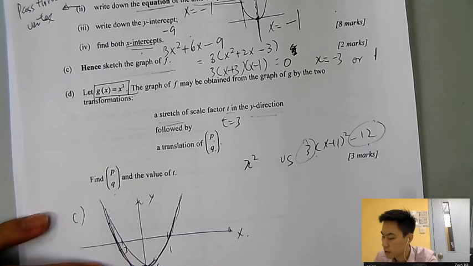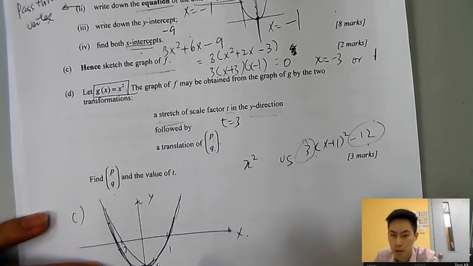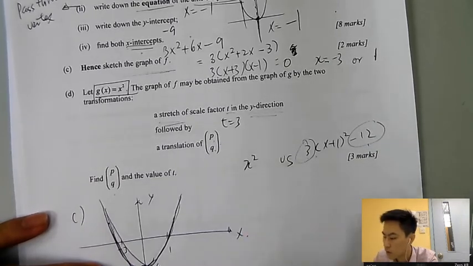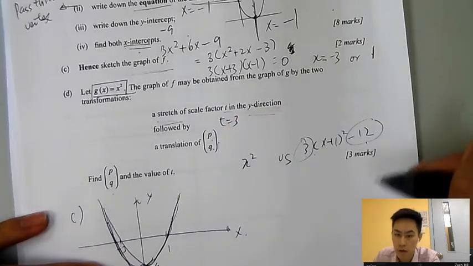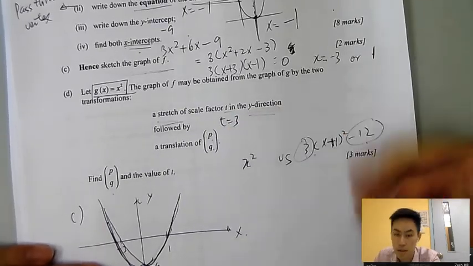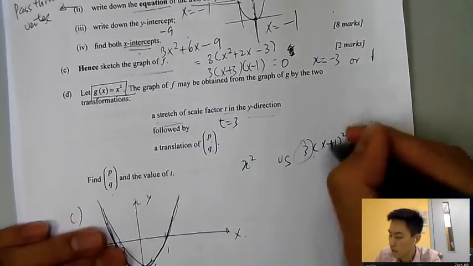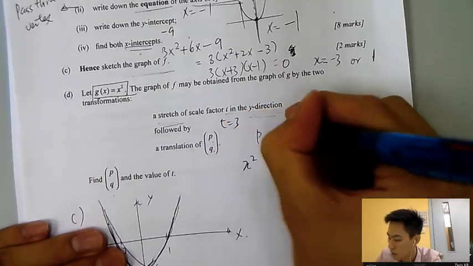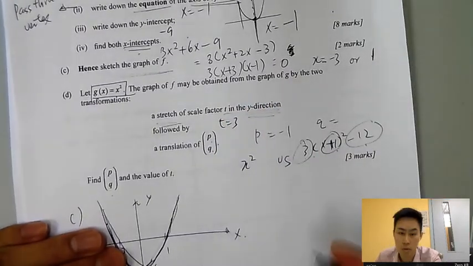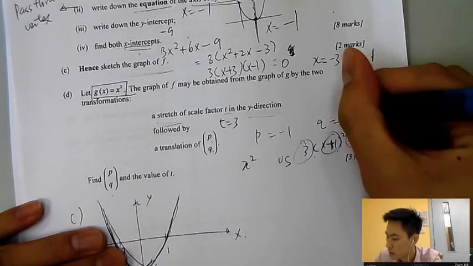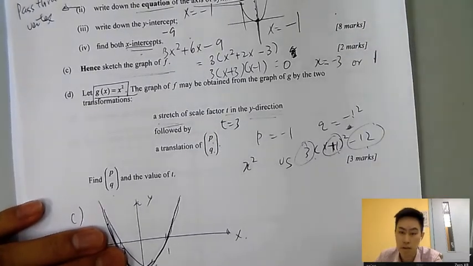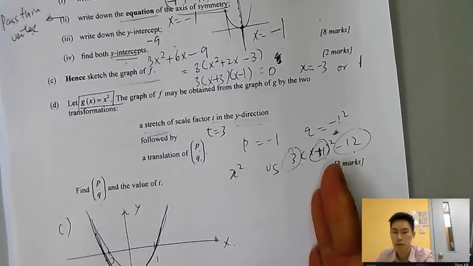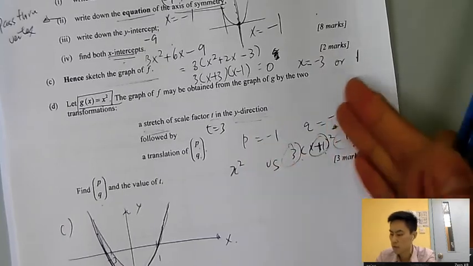And then a translation of (p, q). So how do you find p, q? For p, because plus 1 means goes left, so p is equal to minus 1, and then q is equal to minus 12, goes downward by 12 units. So you get this, right? So p is minus 1 and q is minus 12.